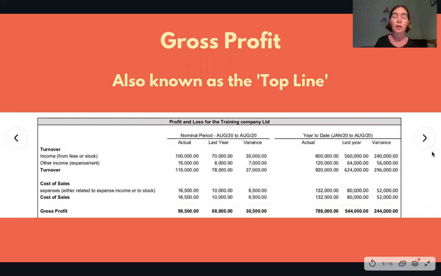Okay, your gross profit. So your gross profit is also known as your top line, and it is your turnover less your cost of sales. And as I said, you want to try and keep this as high as possible.